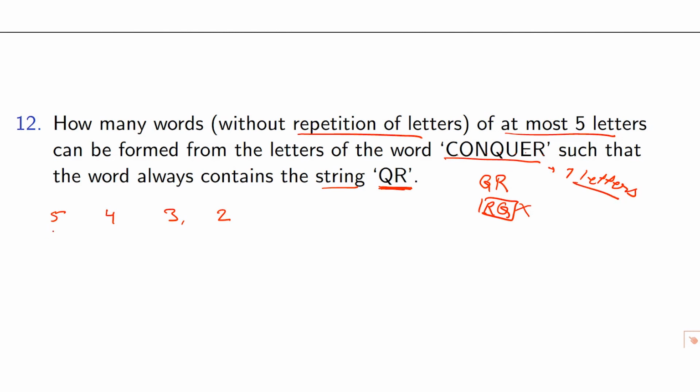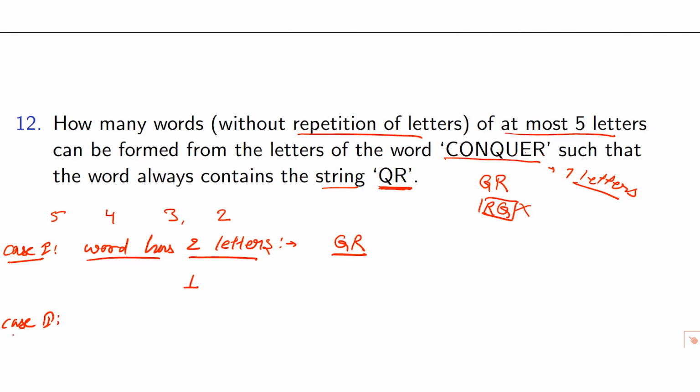So let's consider all the 4 cases. Case first, when the word has 2 letters, then only one choice is there, because the word must contain QR. So only one word is possible, which will be your QR. No other possibilities should be there. So only one way to form a word of 2 letters.